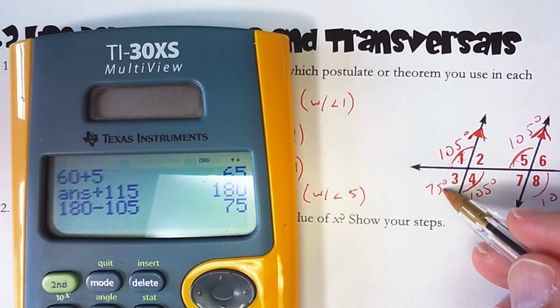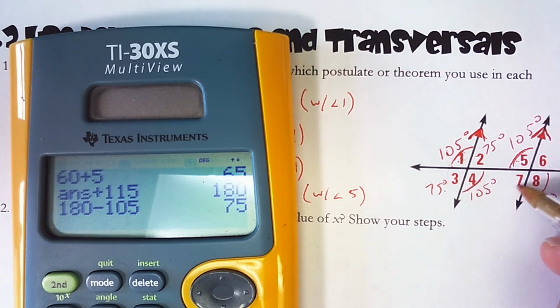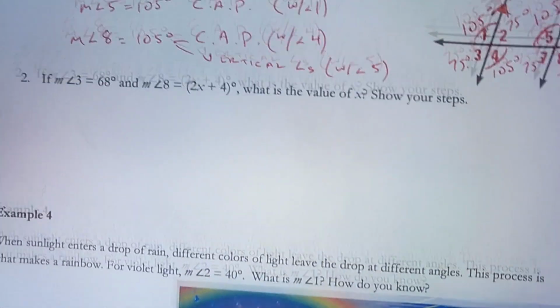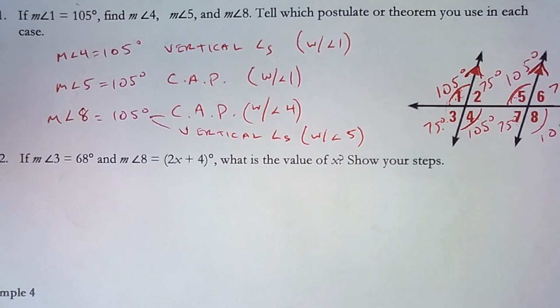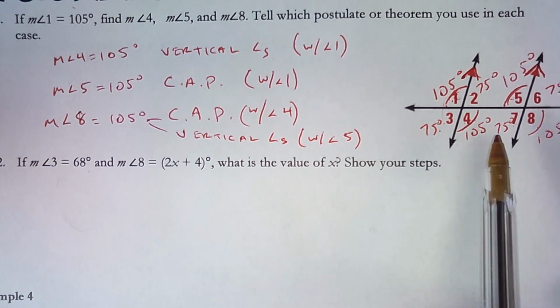degrees. So angle 3 is 75. Vertical angle here, angle 2 is 75 degrees. Corresponding with 3, both in a bottom left position, angle 7 is 75 degrees. Corresponding with angle 2, both in a top right position, is angle 6, 75 degrees. Okay, if the measure of angle 3 is 68 degrees, okay, so now that's coming back up to here.